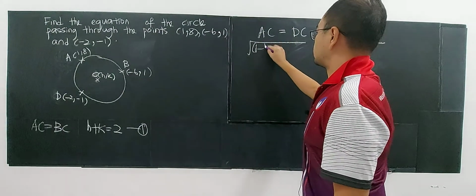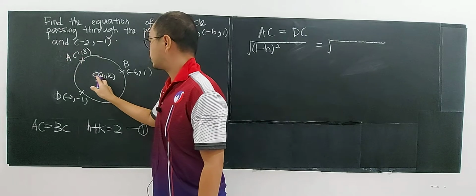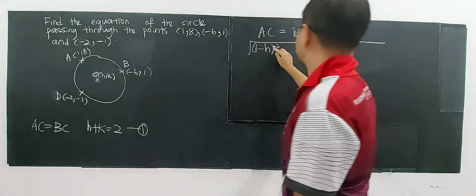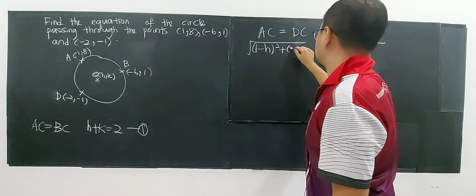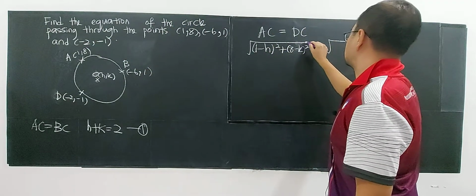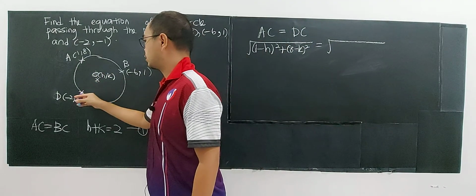So I'm taking 1 minus h, squared. The distance between these two points is x1 minus x2, and you take the power of 2, adding 8 minus k, to the power of 2. So this is another alternative way of solving this type of equation.